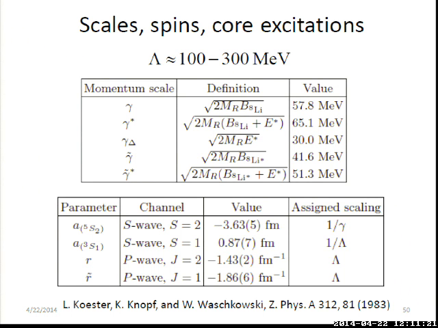As I mentioned, you can use ANCs and binding momentum to constrain or fix the parameters in the P wave. We can use that information to fix the effective range in the P wave, and that's the number that we get. It agrees with this kind of estimate, and it goes like lambda. So these are the measurements for the scattering lengths.